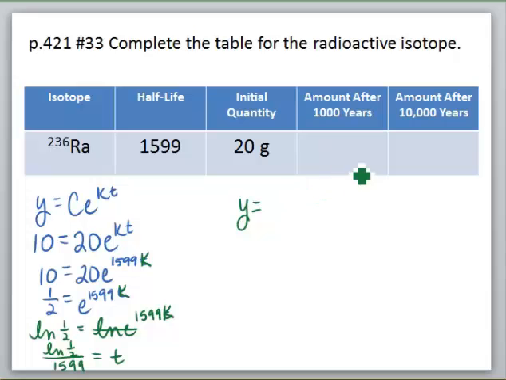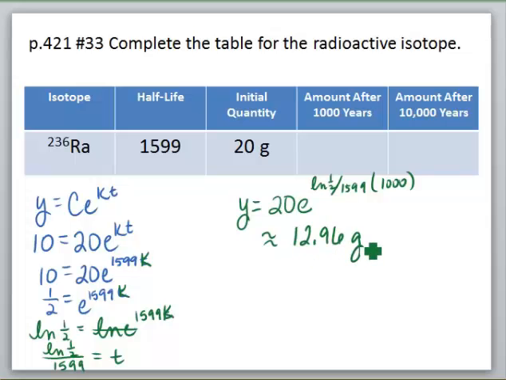So now I can figure out after 1,000 years how much is left. So my initial amount is 20, e to the k. k is ln of 1/2 divided by 1599. And then we'll multiply that by 1,000. That is approximately, when you plug that in your calculator, 12.96 grams. You do the same thing to figure out the amount after 10,000 years.